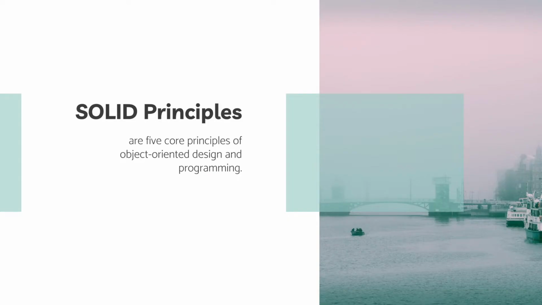SOLID principles are 5 core principles of object-oriented design and programming. They were first introduced by Robert Martin, also known as Uncle Bob, in his paper in 2000. But the SOLID acronym was introduced later on by Michael Feathers.